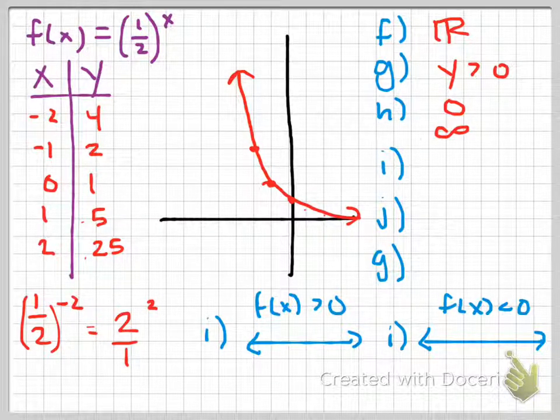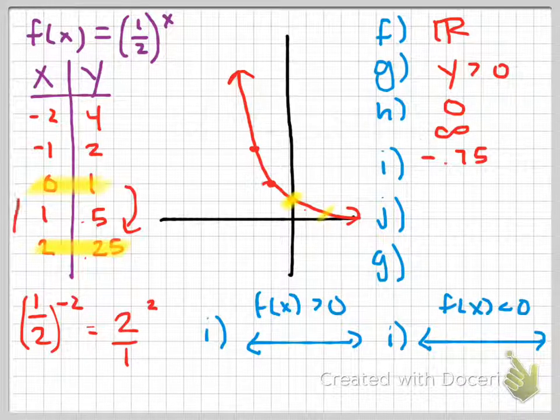Letter I, we're going from 0 to 2, and this one's a little tricky. So we're going from 0 to 2, and it might be easier to use our coordinates over here. So at 0, we're dealing with 1, and at 2 it is 0.25. So let's do this algebraically instead of graphically. So my y values are going down by 0.75, so the change in y is 0.75. My x values are going up by 2.